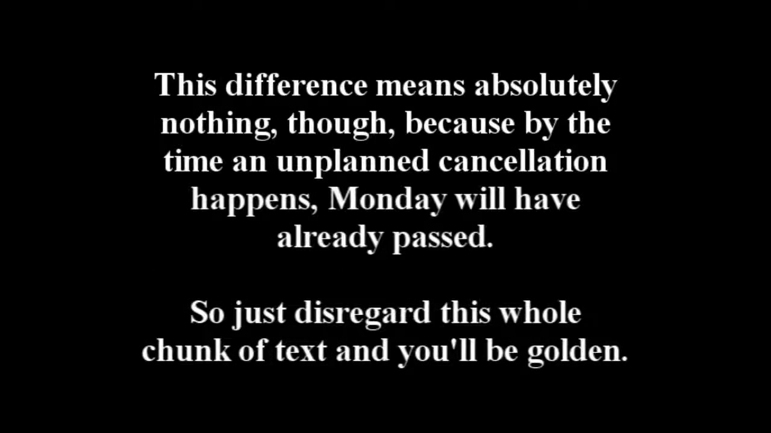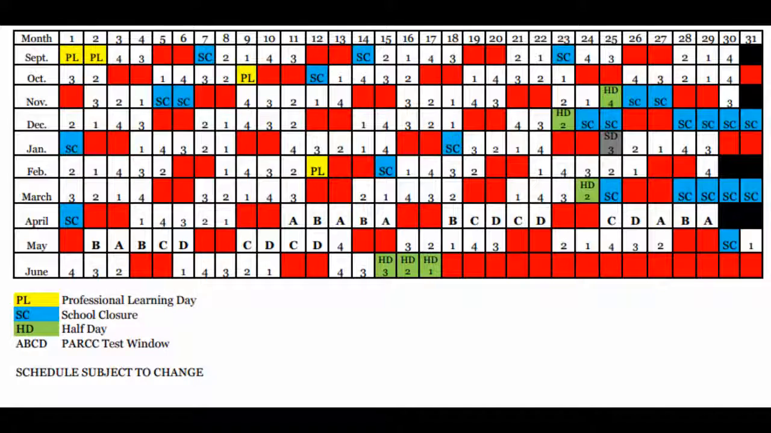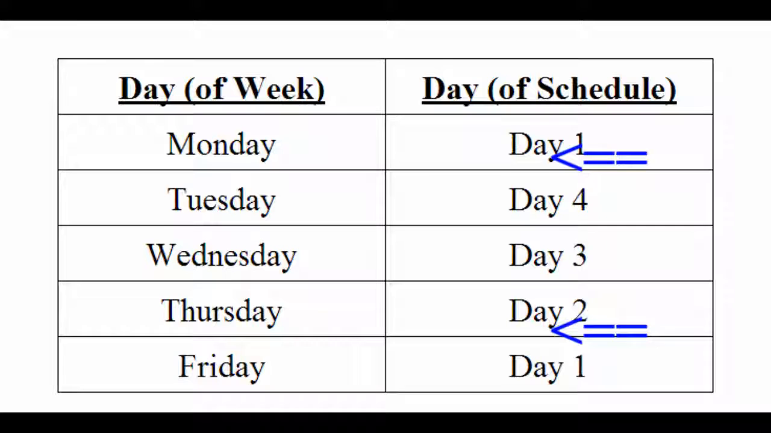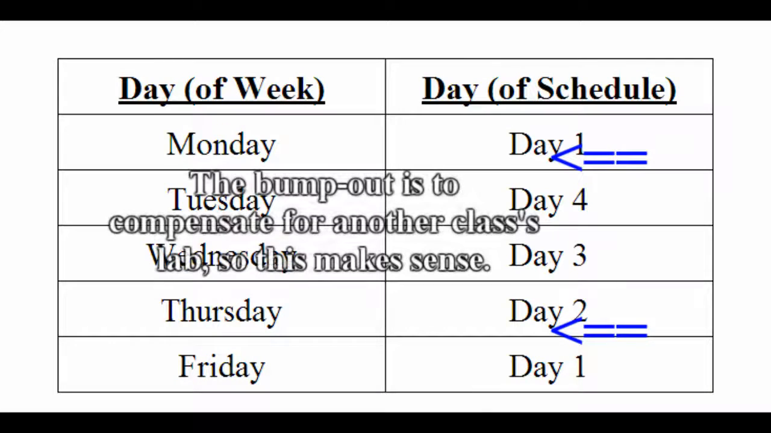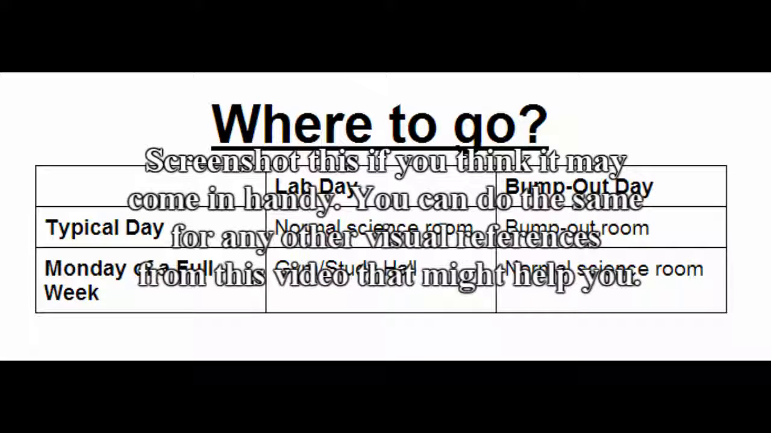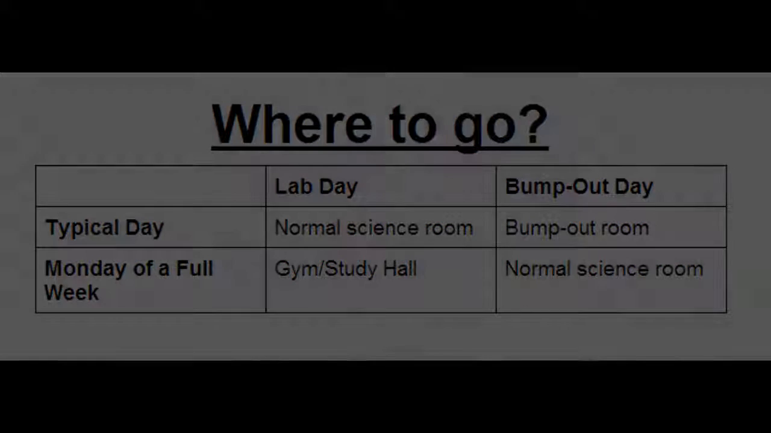Science teachers often share rooms, which means that your class will need to go to a different room, which we call a bump out room, on a different class's lab days. This means that there's a day of the rotating schedule when you need to go to a different room for science. But once again, you ignore that and go to your regular science room if it's a Monday of a full week. This may sound complicated, but here's a chart that may help you understand. Know which of the 4 days is your lab day and which is the bump out day, and by default, go to lab or the bump out room respectively. Only worry about not doing that if it's a Monday of a full school week.